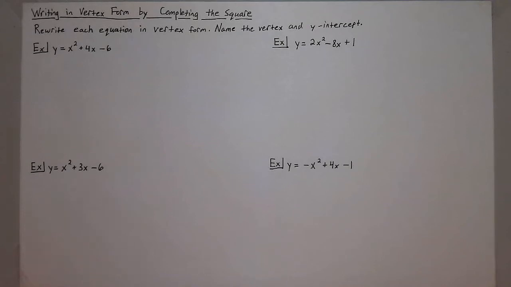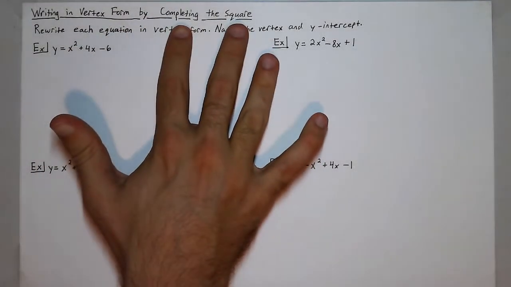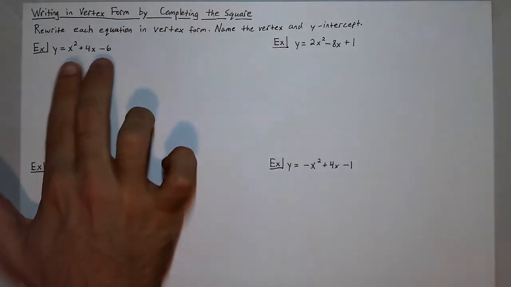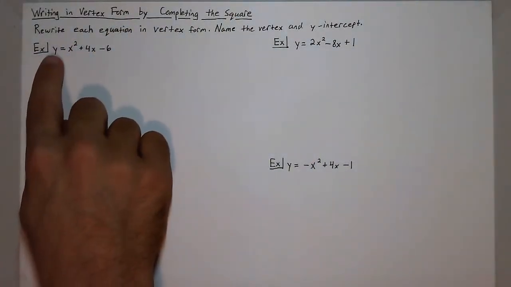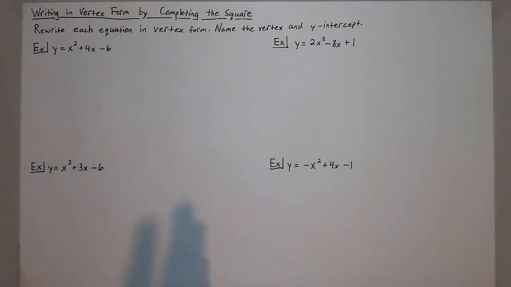In this video, we are going to learn how to write in vertex form by completing the square. Now, it's tricky to write in vertex form with the technique complete the square because we can't just move all of our constants to the other side of the equation because of this y. But it's just one minor alteration, and it's basically the same technique. So we're going to rewrite each equation in vertex form, and we're going to name the vertex and the y-intercept.